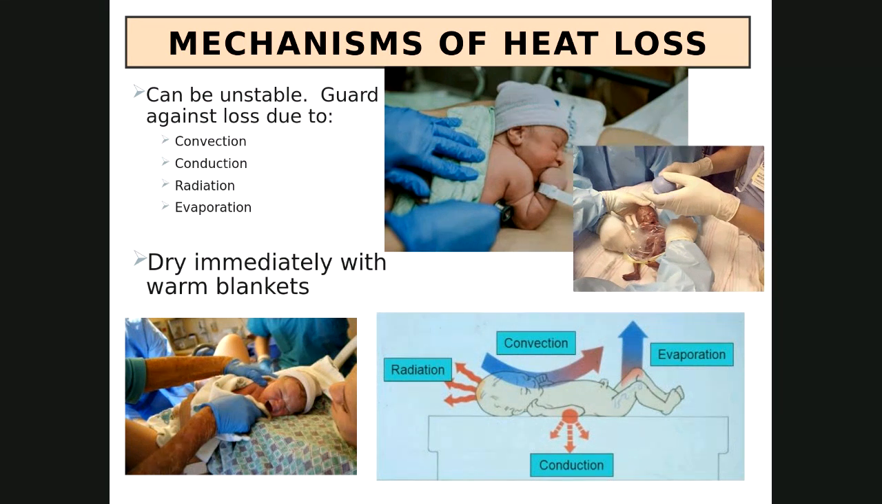Let's say you had to take the baby to the warmer and you didn't pre-warm the warmer. You didn't turn it on before the baby was born. You put the baby on that cold surface, and it's going to lose heat to that cold surface through conduction. Radiation, that's why we put a hat on the baby. That's why we put warm blankets on the baby. Not just blankets, you're getting them from a warmer, so they're nice and hot.